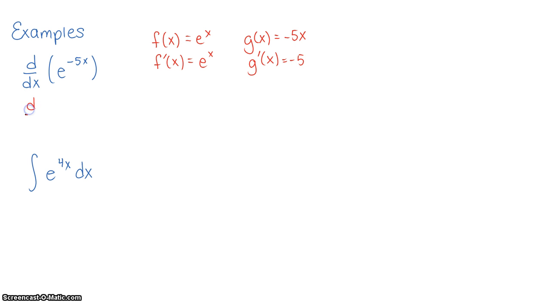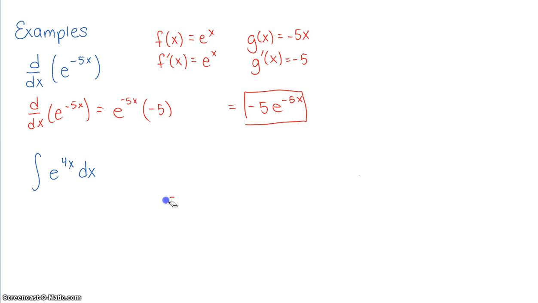So if I take the derivative with respect to x of e to the negative 5x, if we use chain rule, take the overarching function and we plug in our g of x, and then we multiply it by the derivative of g of x, which simplifies down to negative 5e to the negative 5x.